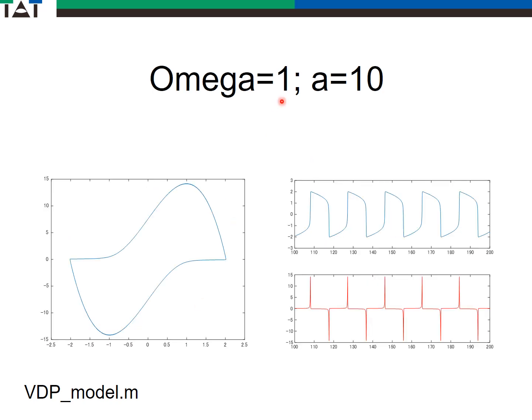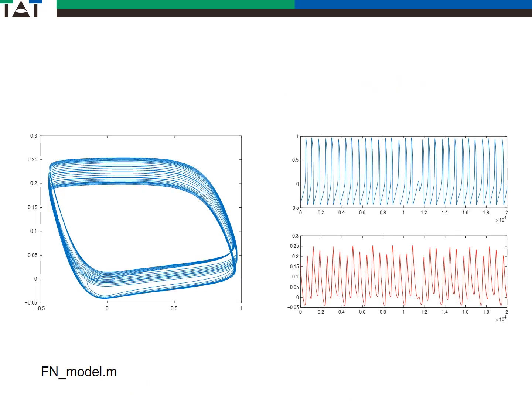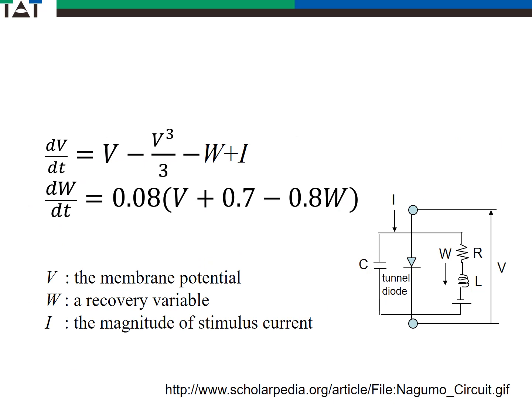By changing the parameter, you get the FitzHugh-Nagumo model, a very popular model for the nervous system and neuron system. Probably it is easy to understand this simple one. Yes. Right? You can go to the Nagumo circuit.